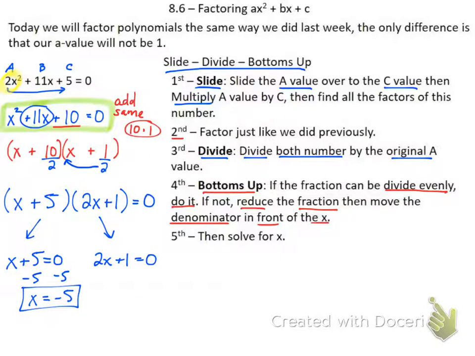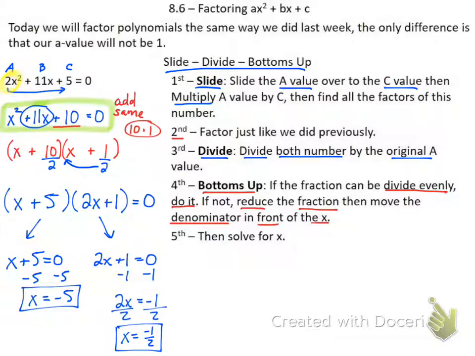So I'm going to subtract the 5 to the other side. That's easy. Here, I'm going to subtract the 1 to the other side and get 2x is equal to negative 1, and then divide both sides by 2. Get x is equal to negative 1/2. And so those would be my 2 solutions.